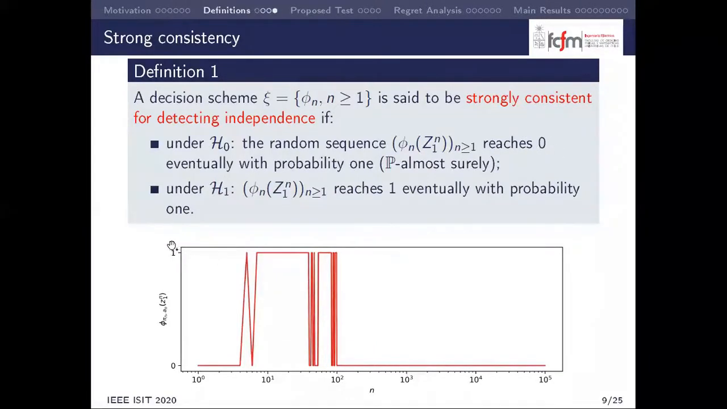So graphically, that means that, for example, if we have independence between X and Y, and we represent here the number of samples on a logarithmic scale, and here the decision rule, which can take values 0 or 1, then when we have few samples, the decision rule oscillates between both decisions, but once we have reached a sufficient number of samples, it reaches the right decision, in this case 0, with probability 1. And the same goes for the alternative hypothesis: it would reach 1 eventually.